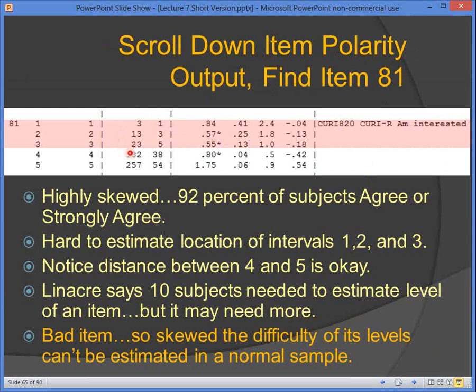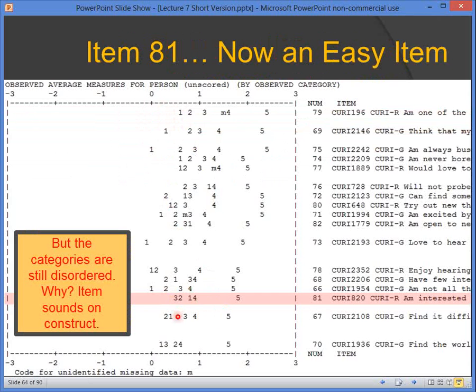What we find out is that the item is highly skewed and that the first 3 levels of the item actually comprise only 9% of the subjects in the sample. So just about everybody agrees or strongly agrees with this item. Because there are so few subjects in these levels of the item, the difficulty of these levels is difficult for the statistical model to estimate. And that's why we have this situation where the item is narrow and disordered here, because we have so few subjects endorsing the item at that level.